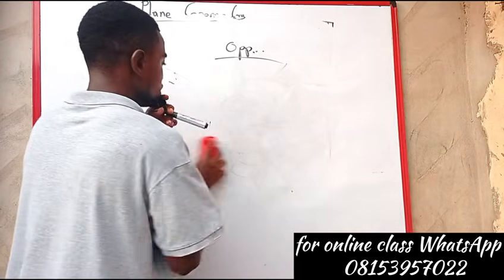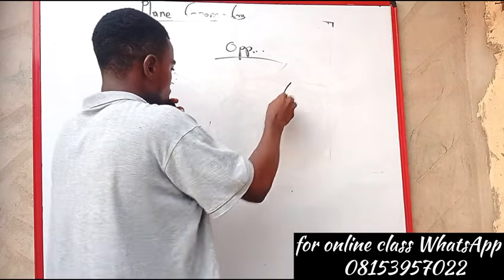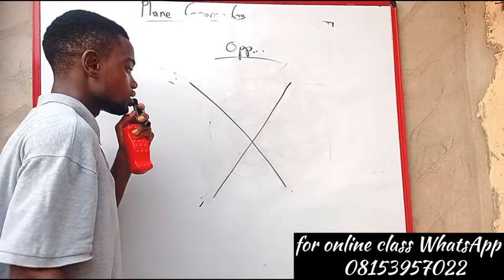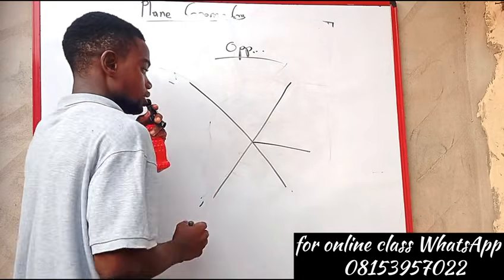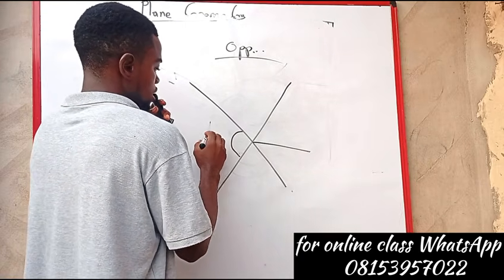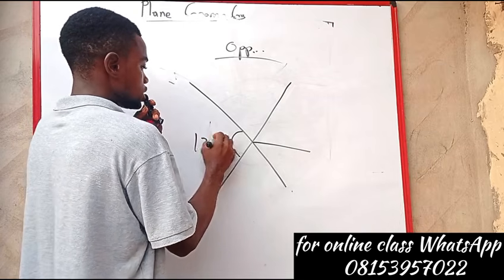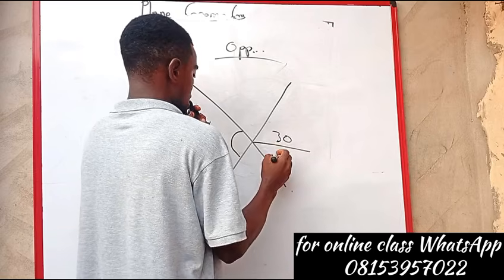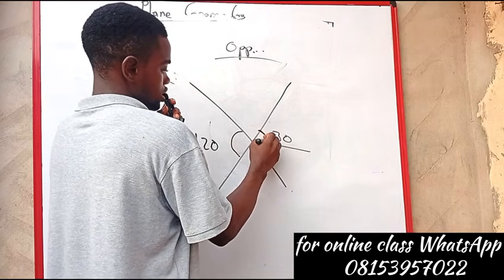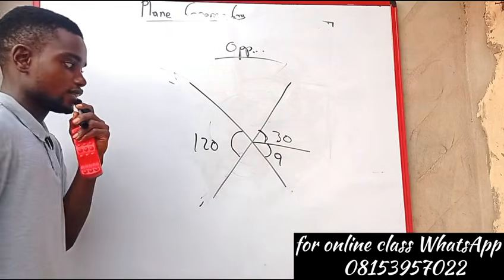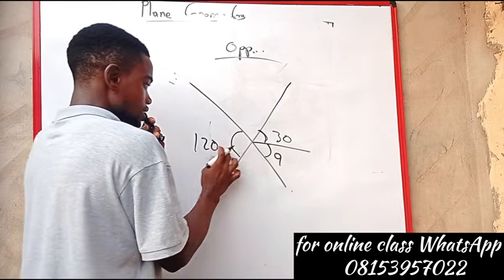Now, a question will come in this form, if you're a WAEC student. And then they will give you here as 120 and this side as 30. Now, you are going to be asked to find A. How can you find A? Since this and this side.